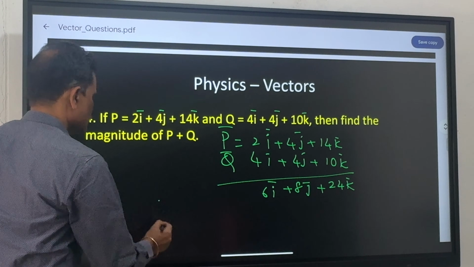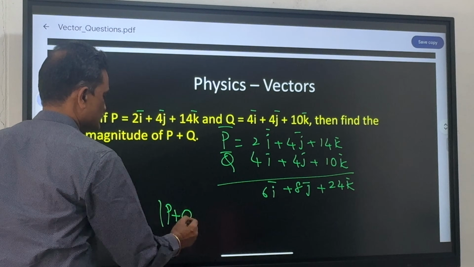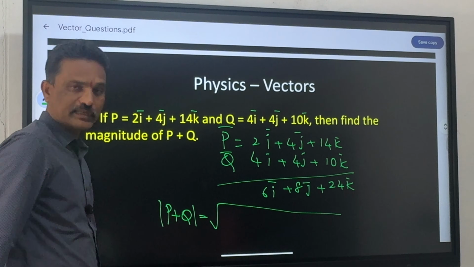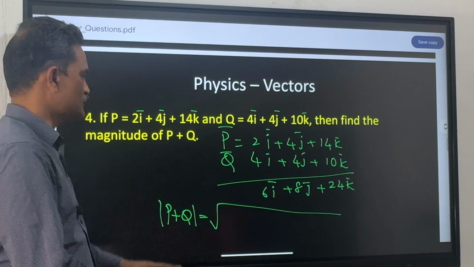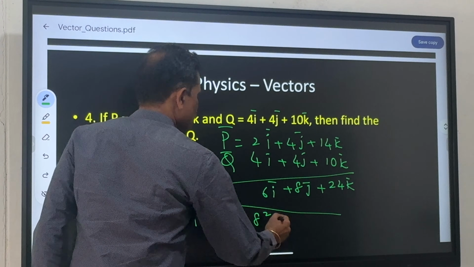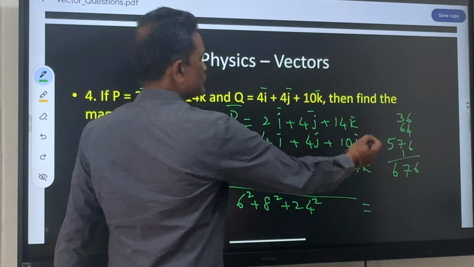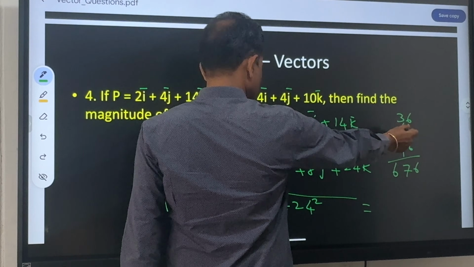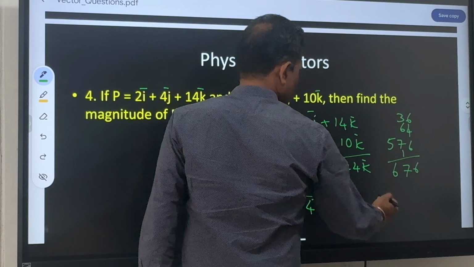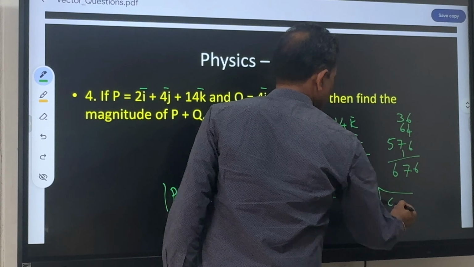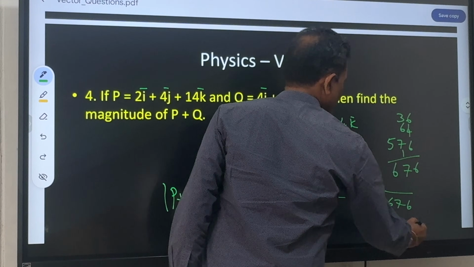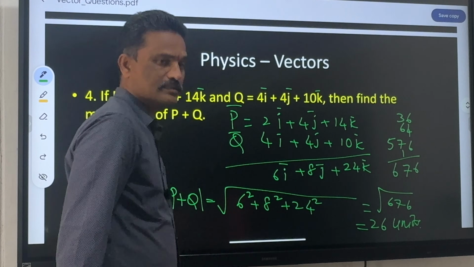So magnitude. Whenever magnitude is asked, you have to square the coefficients of i, j, k respectively, and you have to add them, take the square root. So this is 6 square plus 8 square plus 24 square. 6 square is 36, 8 square is 64, 24 square is 576. You will add them, you will get under root 676. It is nothing but 26 units. If you write this, you will get 2 marks.